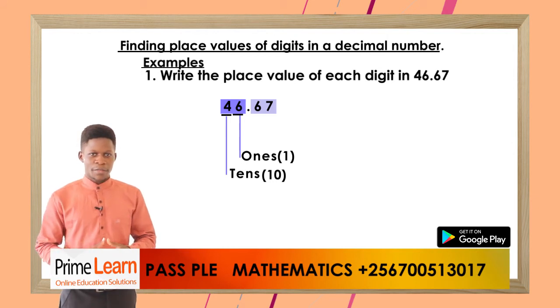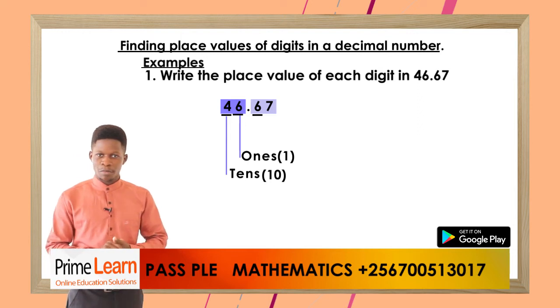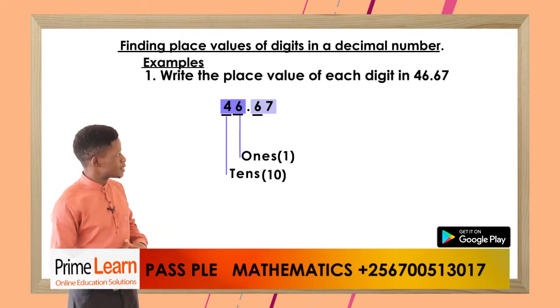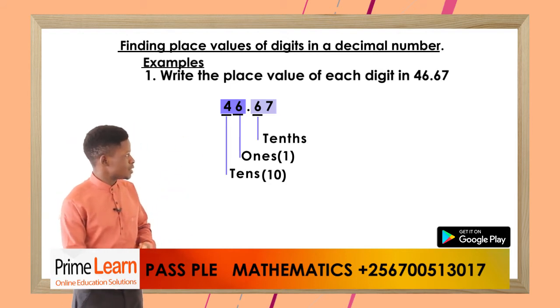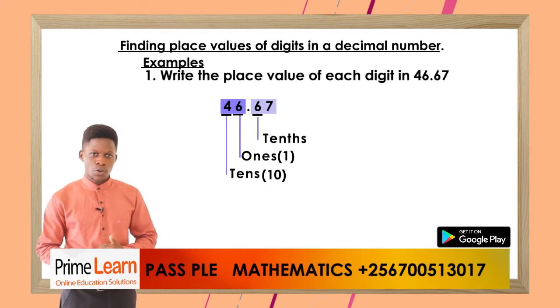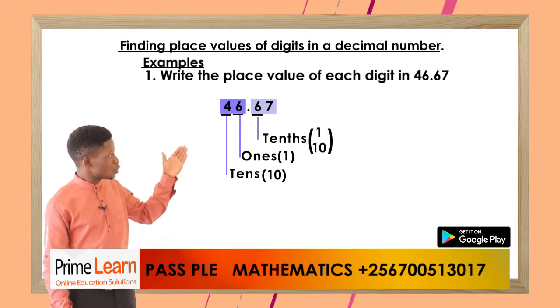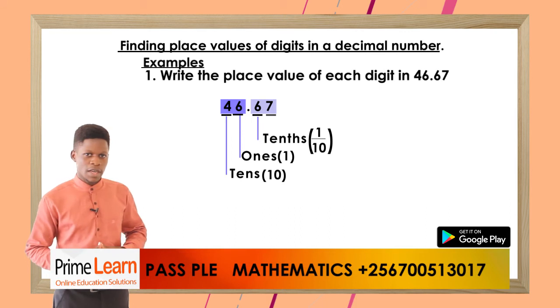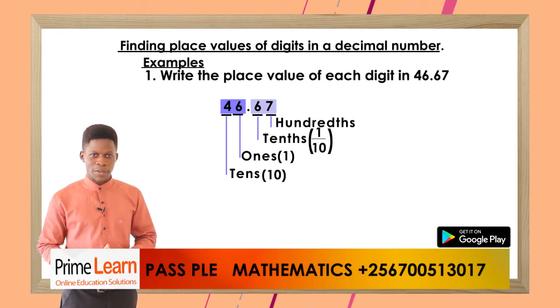Remember that we said the first digit in the decimal part, which comes just after the decimal point, as you can see that 6, it is always in the tenths place value. So we shall put there tenths. And these tenths can also be written in figures as a tenth. So when we go to the next digit, which is digit 7, it is going to be in the hundredths place value. Hundredths can as well be written in figures as 100.